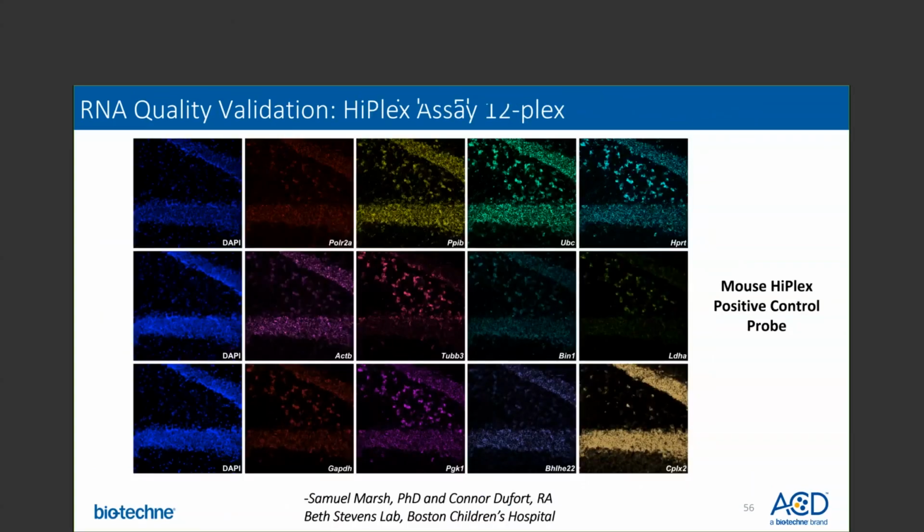Next, we have an example of successful staining using our 12-plex positive control probes on mouse hippocampus with a high-plex fluorescent assay. These are individual channel images which can then be compiled using our high-plex image registration software to view all 12 genes together.